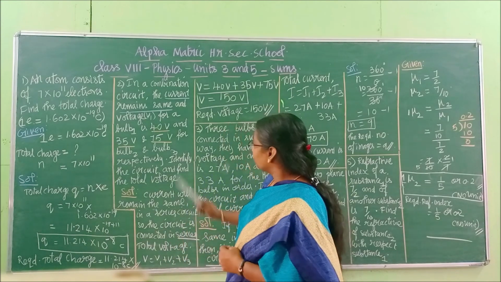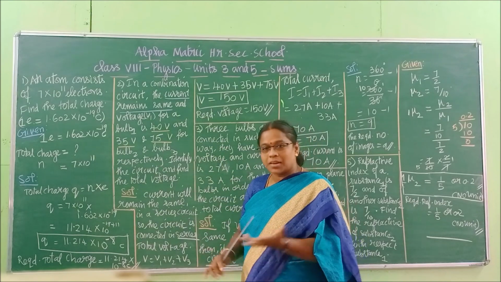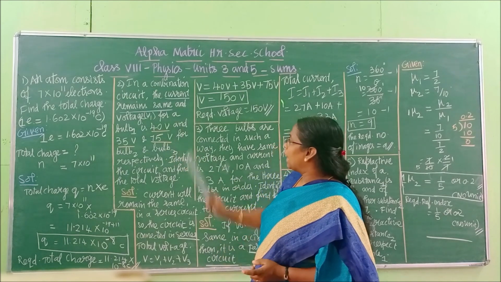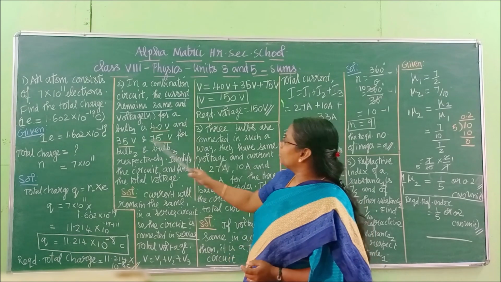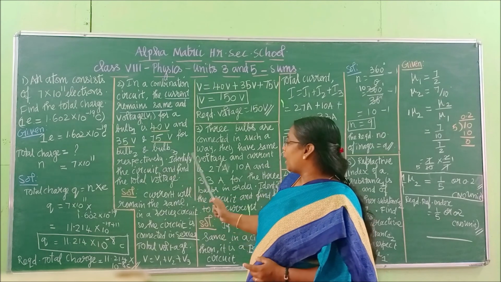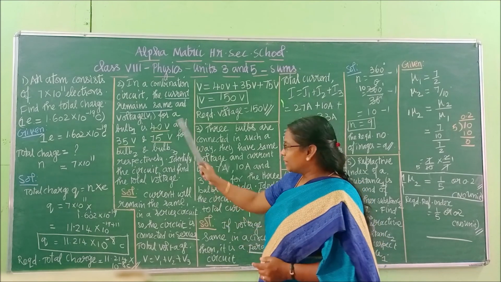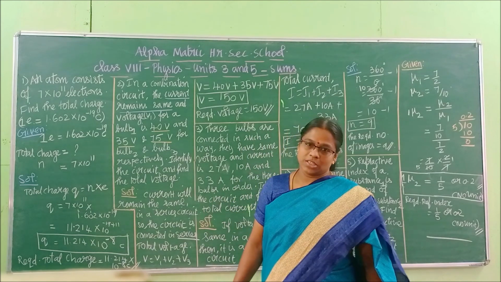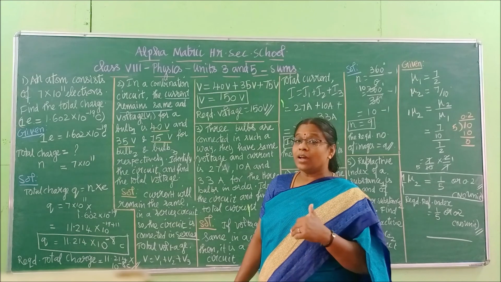Right? Okay. Now, second sum. Very simple, children. The question will appear on only one page. See the answer. In a combination circuit, the current remains the same, and the voltage V1 for bulb 1 is 40 volt, and 35 volt and 75 volt for bulbs 2 and 3 respectively. Identify the circuit and find the total voltage. So there are 3 bulbs connected in one pattern, and they are asking you to find the total voltage.